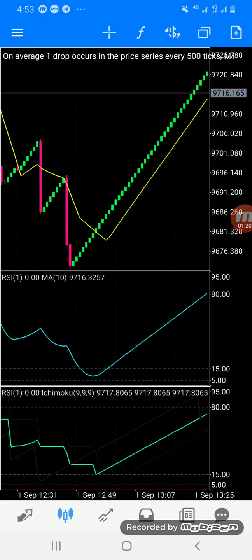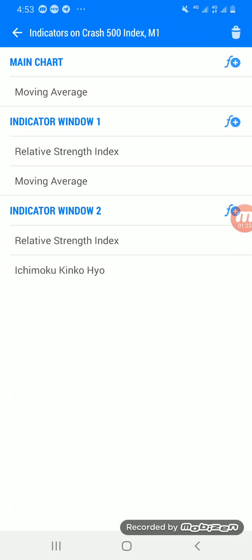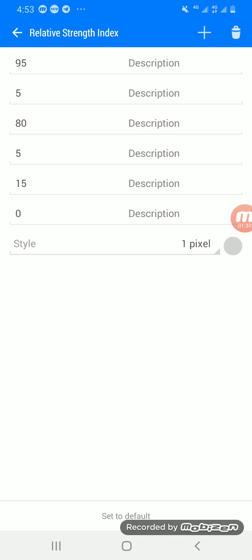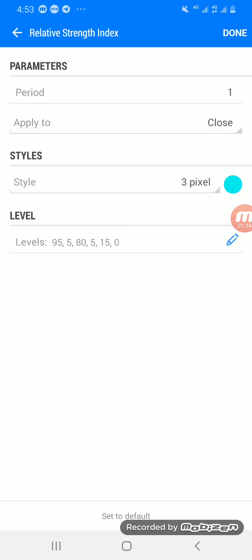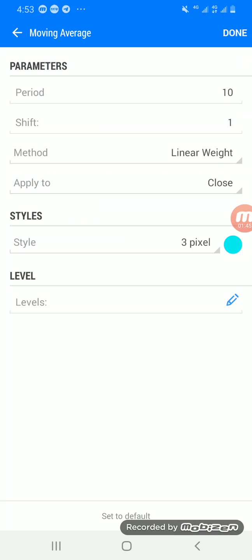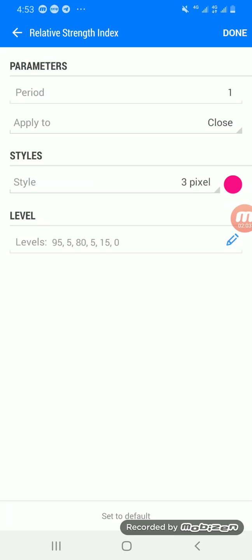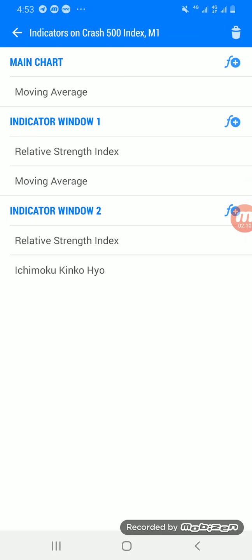We have this moving average in the main chart, and in indicator window 2 is the RSI, and look here, the levels of the RSI, and it's so simple. Method period 1, apply close, pixel 3, and then change the color. And add also a moving average, which period is 10, shift 1, method linear weighted, apply to close, pixel also 3. It's so simple. Then in indicator window 2, RSI, we should not change anything, only the color, because we have the same setup as indicator window 1.